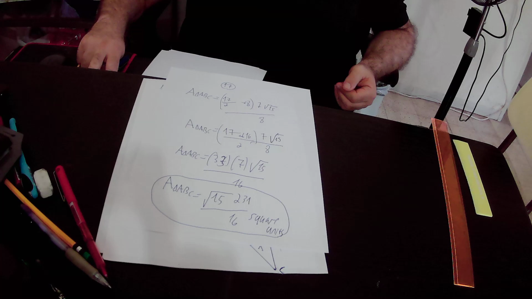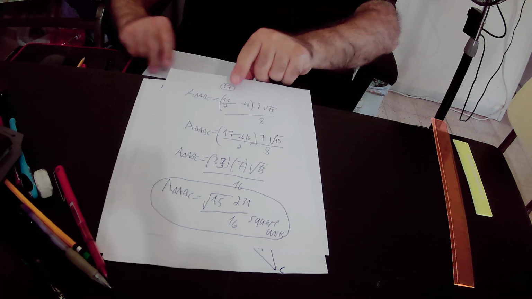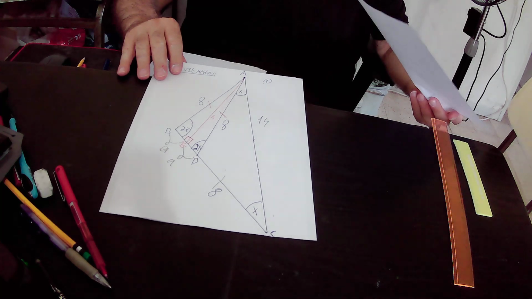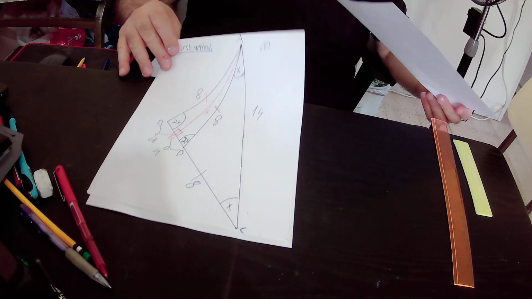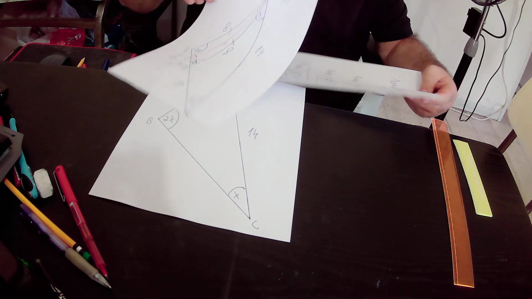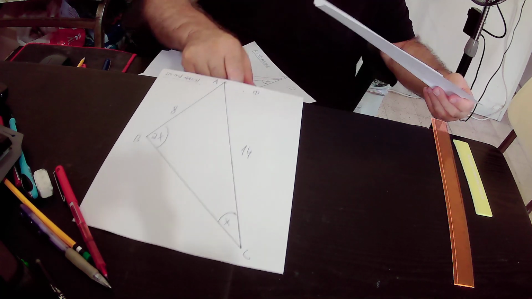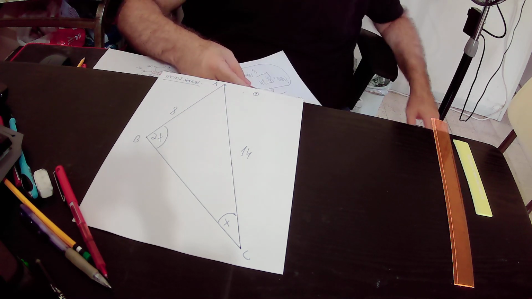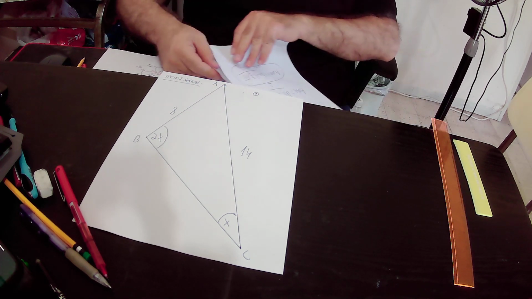Okay, so in the next step I will present to you a second method to find out the area of triangle ABC.